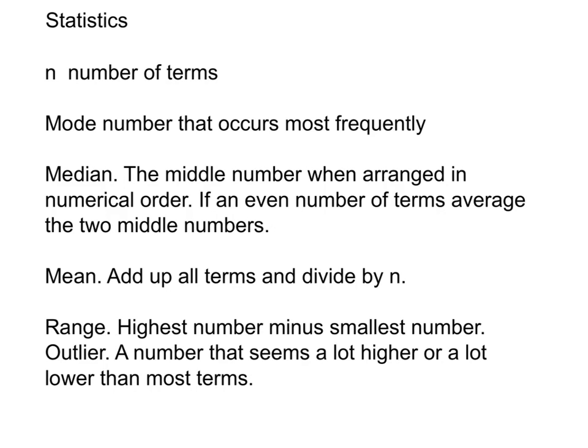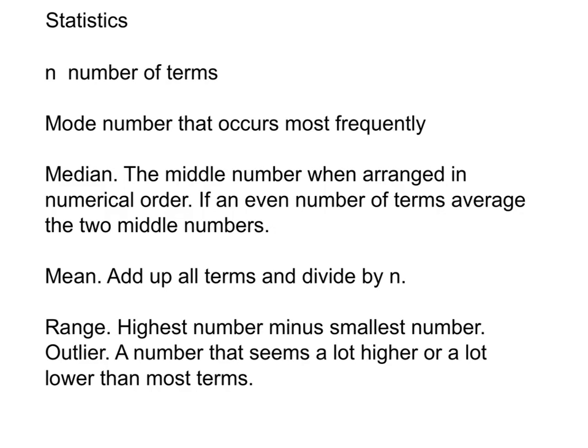N represents the number of terms. Mode is the number that occurs most frequently. Median is the middle number when arranged in numerical order. If you have an even number of terms, please average the two middle numbers. Mean: add up all the terms and divide by n, otherwise known as average.